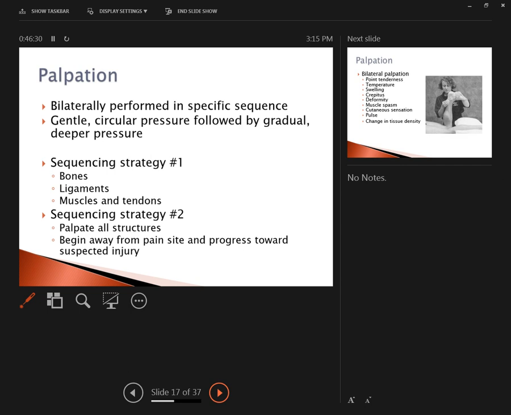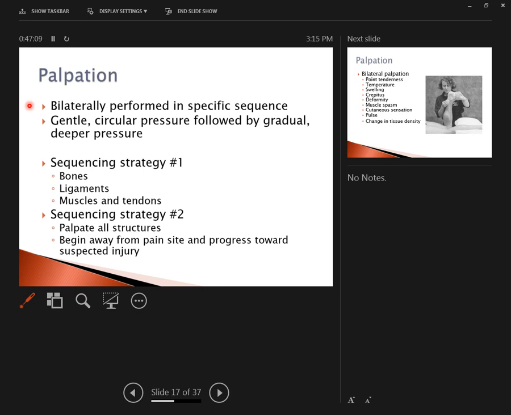Then the third part is palpation. Palpation is performed bilaterally. You always want to perform it bilaterally. You want to apply the same amount of pressure to both sides, because there are parts of the body that even if they're not injured, if you press hard enough, they're going to hurt. So we want to make sure that when they say, yeah, that hurts, it's because the structure is actually injured and not because that spot is just tender. If you bilaterally compare, then you're able to assess whether it's injured tissue or just a sensitive spot.